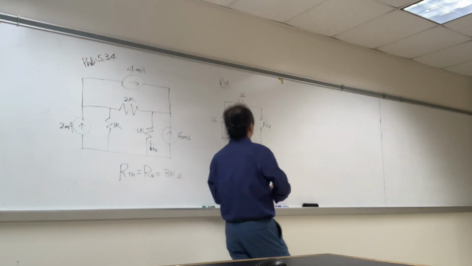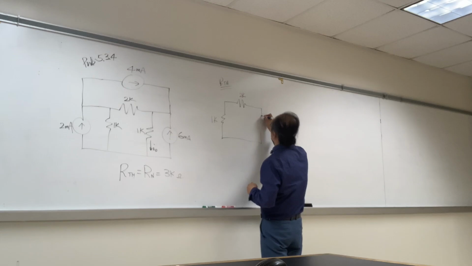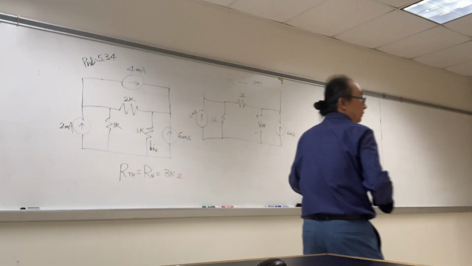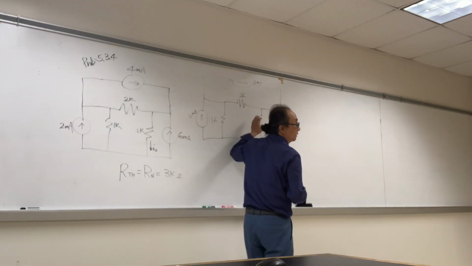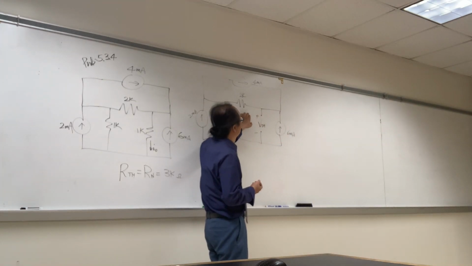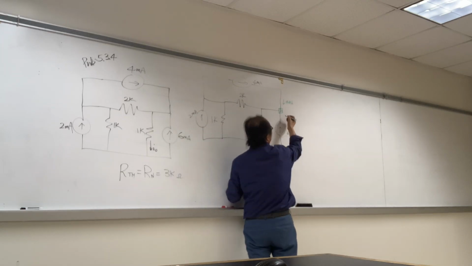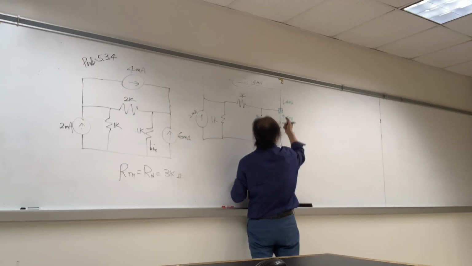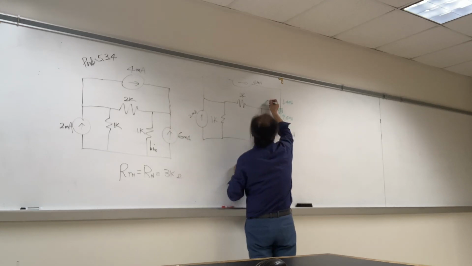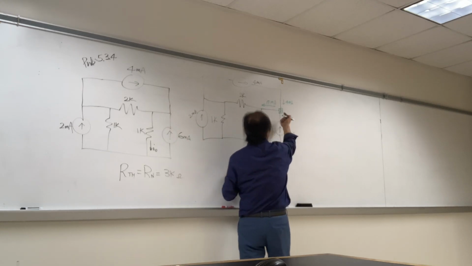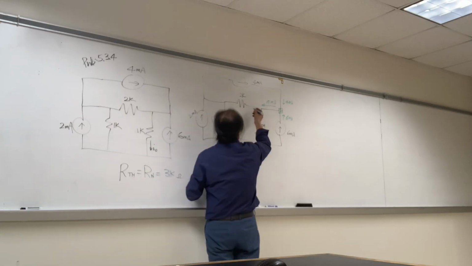Now find the VTH. So we need to say here, VTH, positive, negative. Any suggestions? Right, over there, right? Go through 2 kilo ohm. There's 4 milliamps going into this node, 6 milliamp going into this node. So obviously, 10 milliamp is gonna go in that. Therefore, positive, and then 10 times 2, 20, negative.